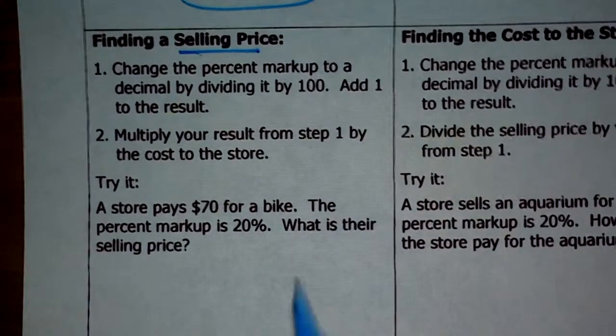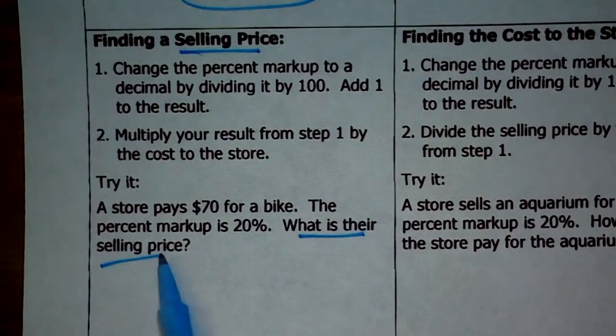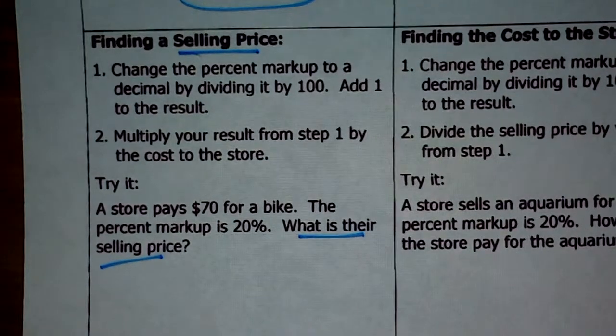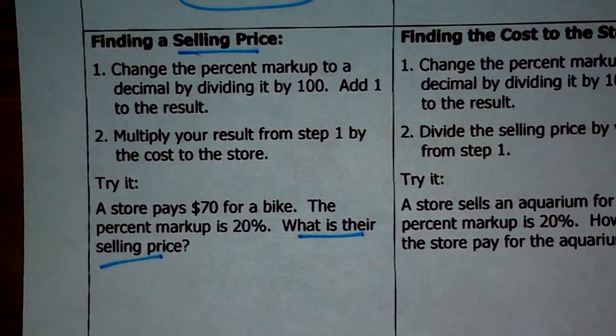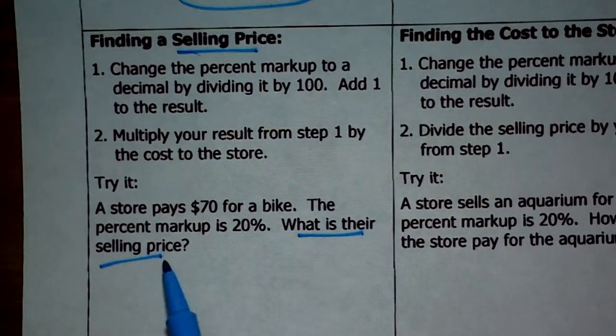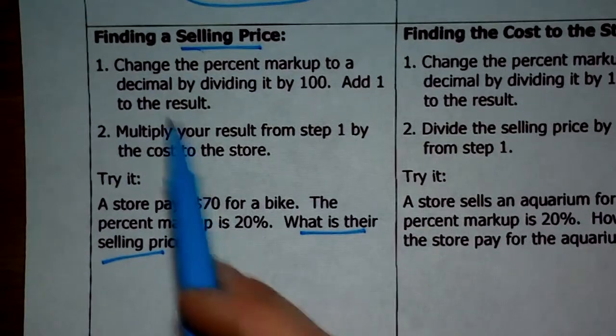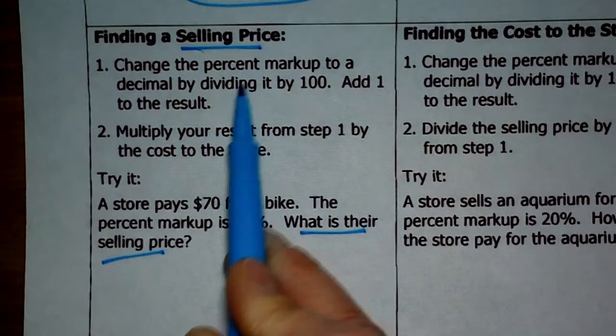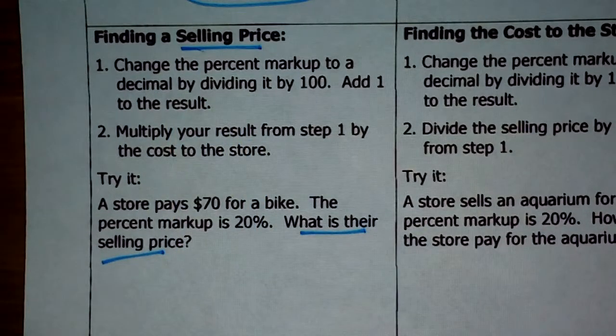And the key for this is the question's going to ask you what the selling price is. Then you know to refer back to this little selling price box when you're working on these, because when you're working on these, they're going to be all mixed up. Okay, so when you're asked to find the selling price, step 1, you're supposed to change the percent markup to a decimal by dividing it by 100. So there's no subtraction going on here. Just change the percent markup into a decimal. And when you're done, we're going to add a 1 to that.